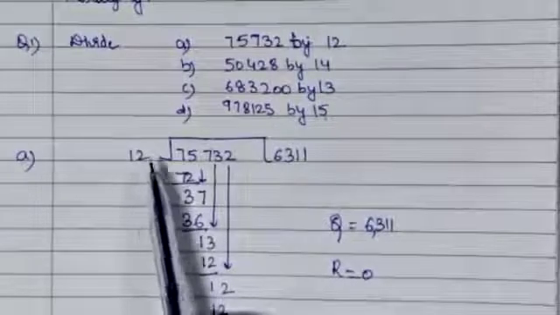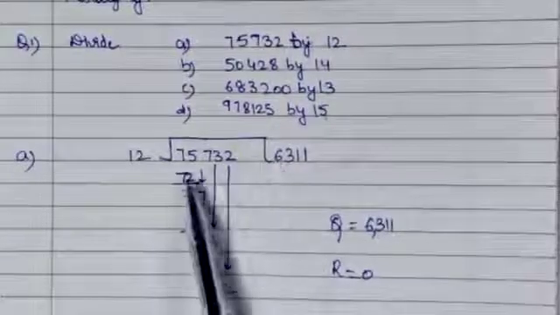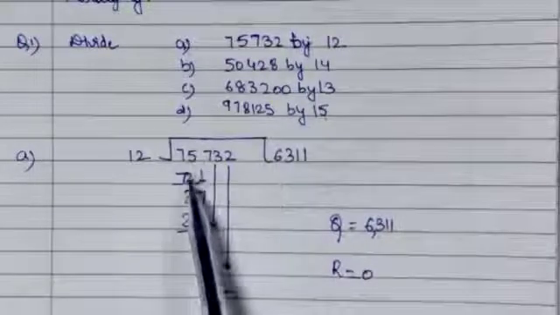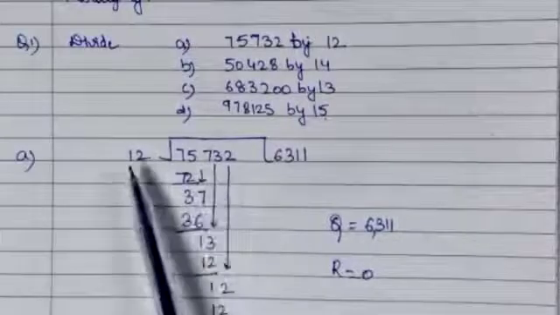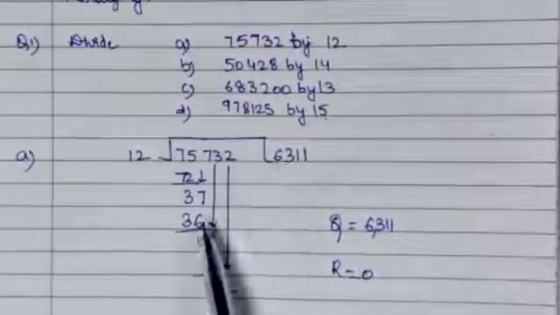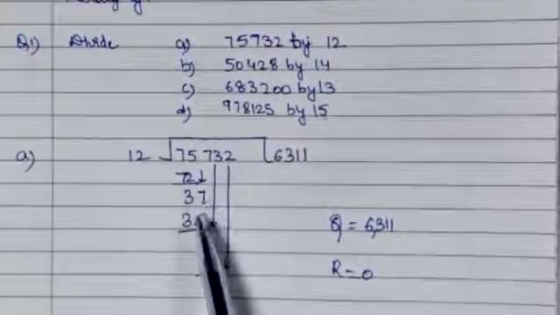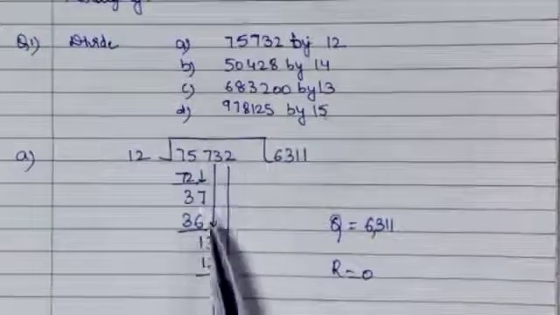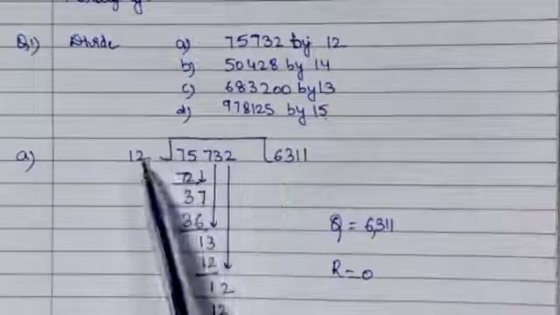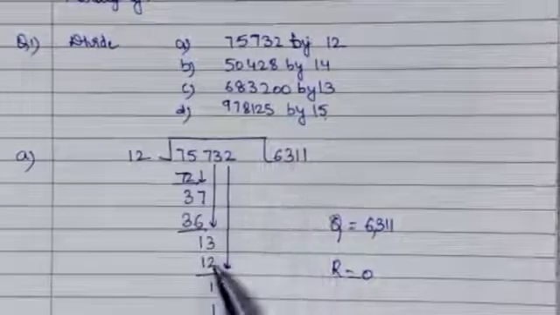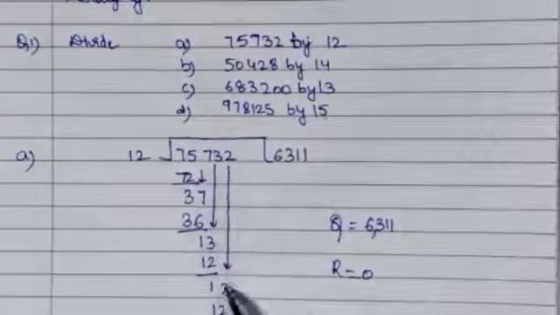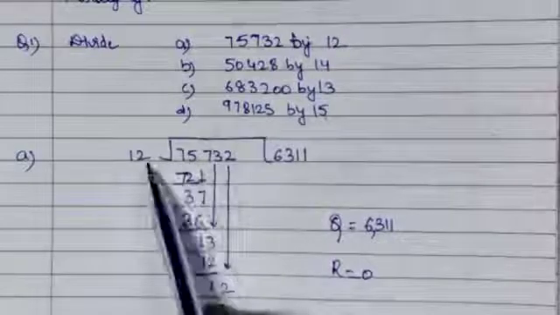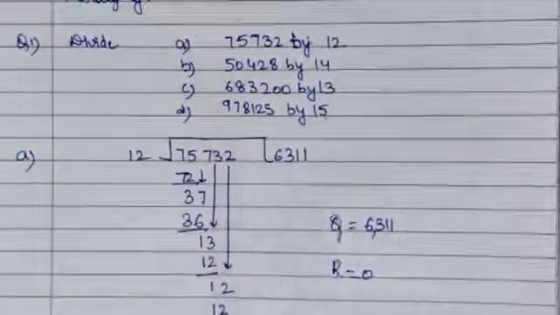So let us start. 12 into 6 is 72. 5 minus 2 is 3. 7 will come down. Now 12 into 3 is 36. 7 minus 6, 1. 3 will come down. Then 12 into 1 is 12. 3 minus 2 is 1. Now 2 will come down, and 12 into 1 is 12.